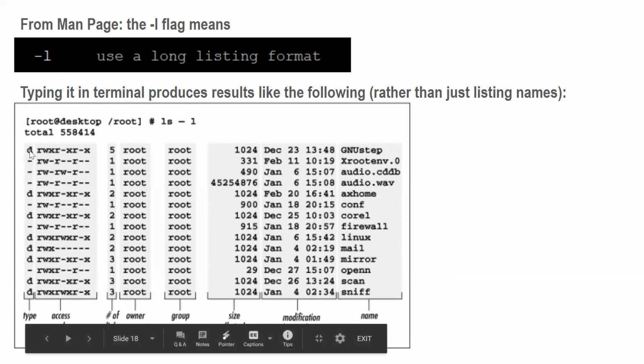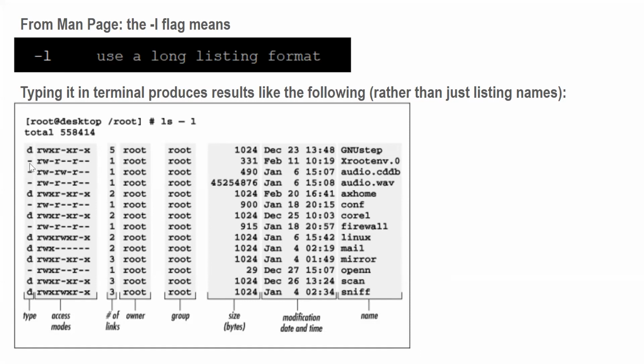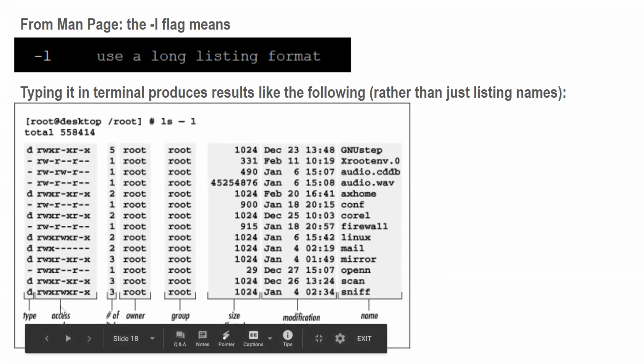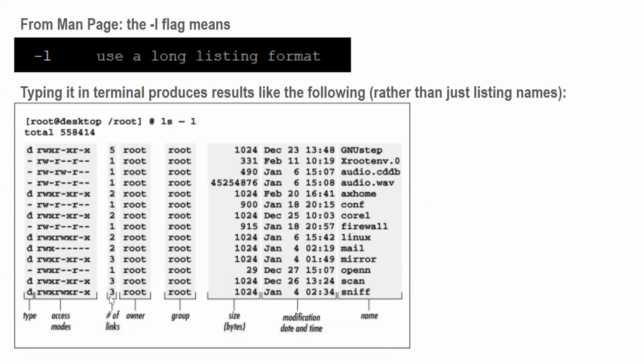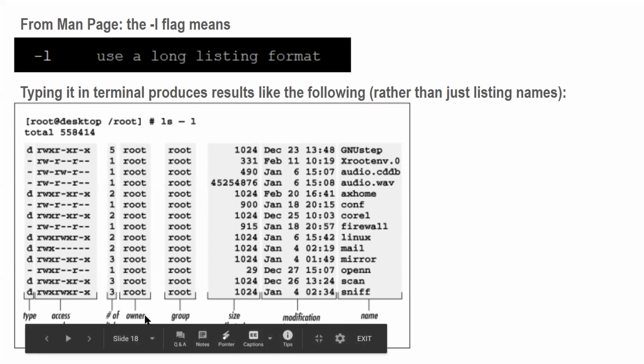D means directory. These hyphens are just normal files, but D means directory. These are all the permissions, and we'll talk about them a little bit more. These are the number of links, so you don't have to worry about that. This has to do with how the files are actually stored in Linux, which is a whole other tangent that we didn't want to get into, so you can just ignore that.